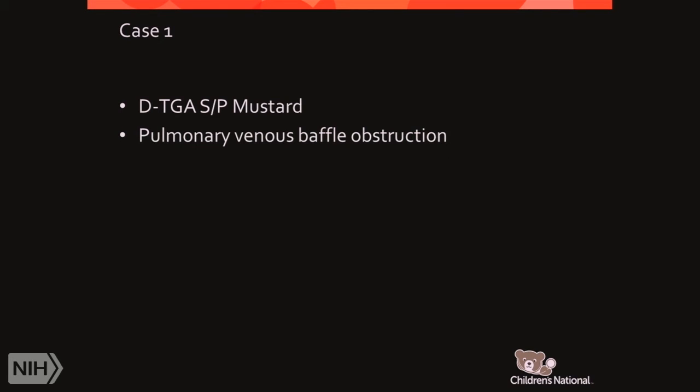And then blue blood came back from the SVC and IVC back to the right atrium. That was routed over to the mitral valve and out the pulmonary artery to reestablish circulation in series rather than in parallel.